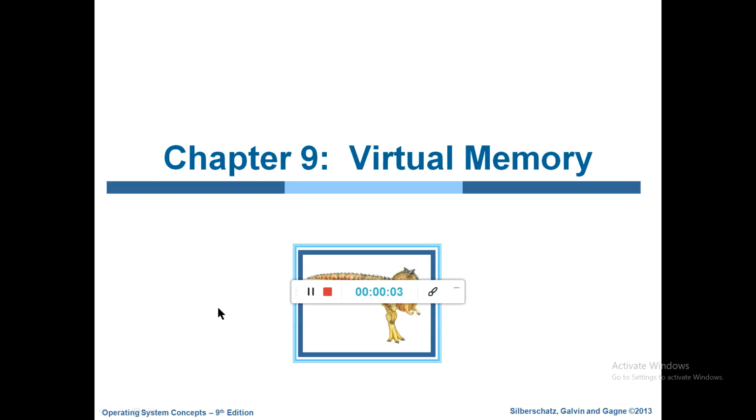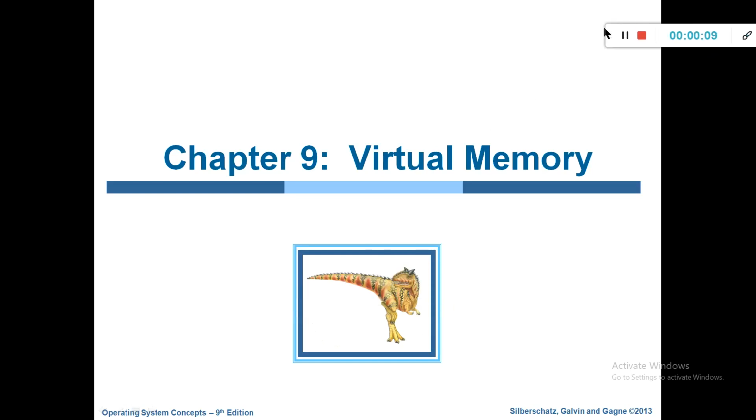welcome to module number 4, virtual memory. In this chapter, we are going to cover page replacement algorithms. There are three different page replacement algorithms: first in first out, optimal, and least recently used page replacement algorithm. In the previous lectures, we have covered all three algorithms.